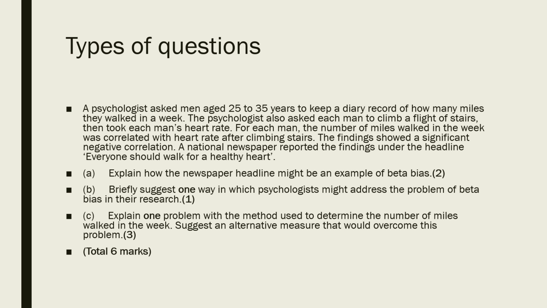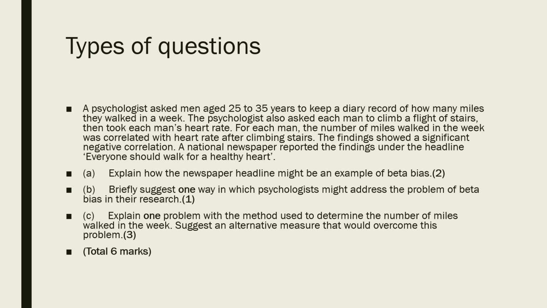Because it's a new topic, I thought I'd just show you a couple of the types of questions you might have. These have all been past questions apart from the last one. This one, you've got a stimulus like you've seen before, and you have to explain how the newspaper headline might be an example of beta bias, which is a term that you'll be familiar with by the end of the video, hopefully, if it's done its job, and suggest one way psychologists might address the problem of beta bias in their research.